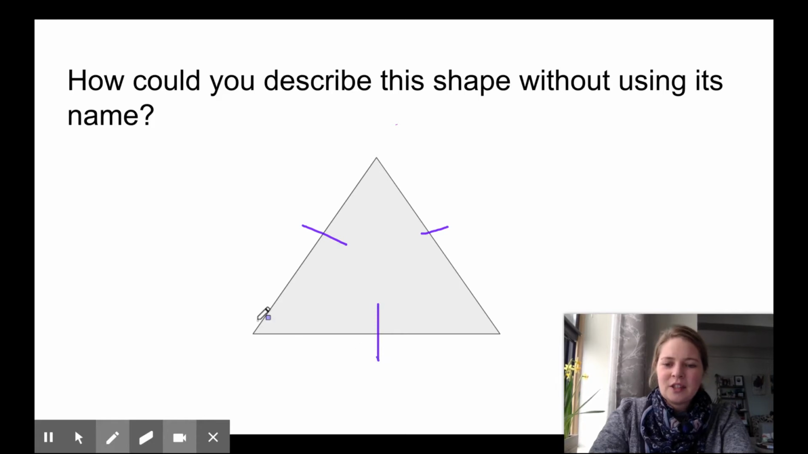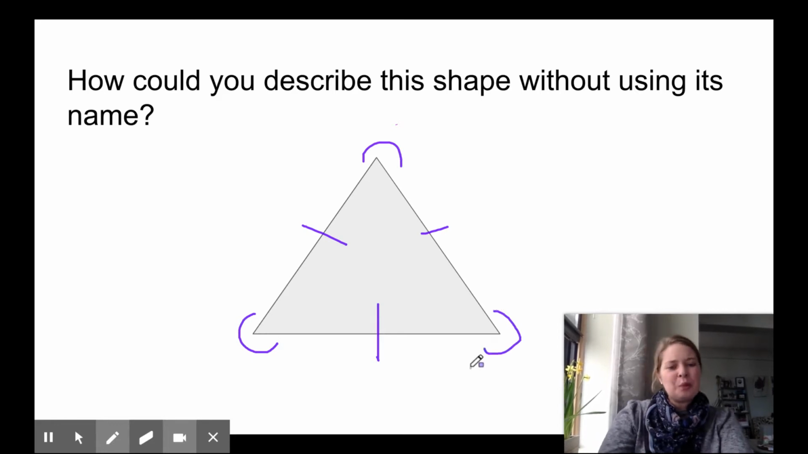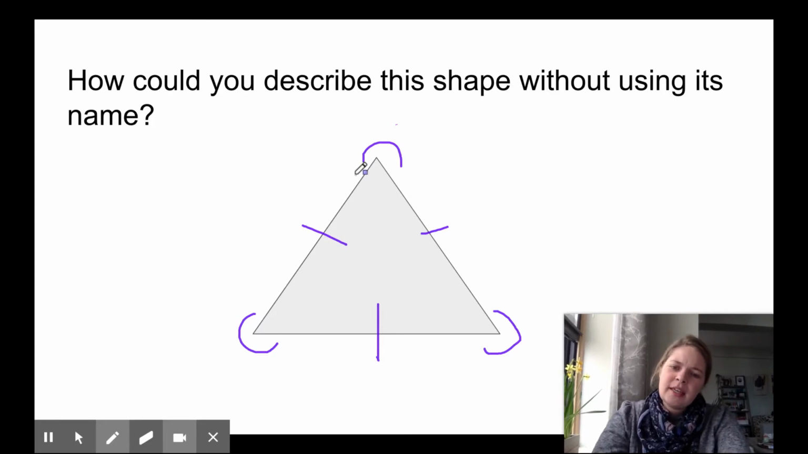Then I might start by looking at the corners. I see 1 corner, 2 corners, 3 corners. Oh, interesting. So it has 3 sides and 3 corners. Now the corners look to be about the same size. The sides look to be about the same size or same length.